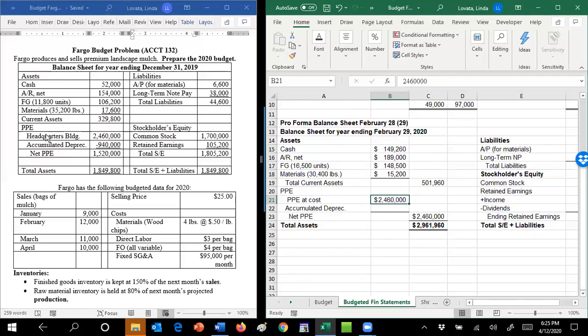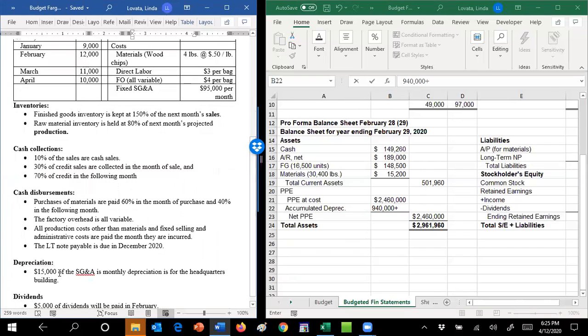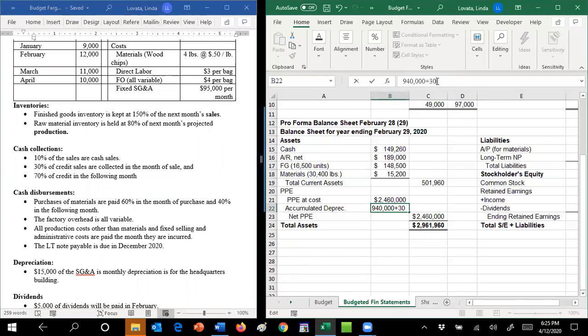The plant, property, and equipment of your headquarters building was $2,460,000. That was our headquarters. Our accumulated depreciation started at $940. But then if I go down here, I think I did $15,000 a month, didn't I? $15,000 a month. So plus another $30,000.